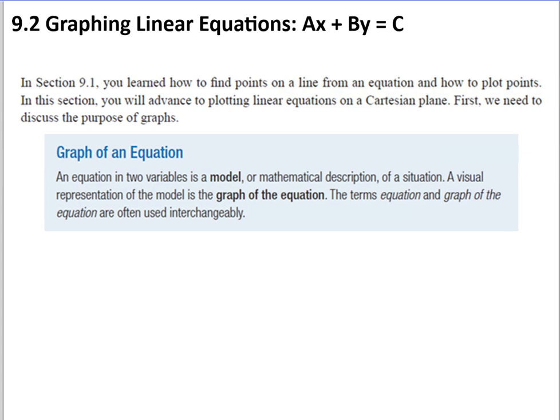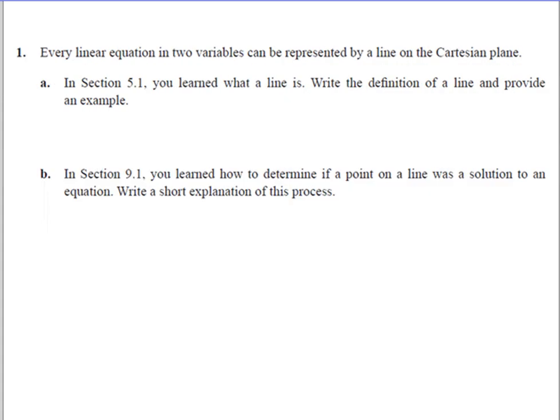An equation in two variables is a model or a mathematical description of a situation. A visual representation of the model is the graph of the equation. The terms equation and graph of the equation are often used interchangeably. Every linear equation in two variables can be represented by a line on the Cartesian plane, or again, the coordinate plane.